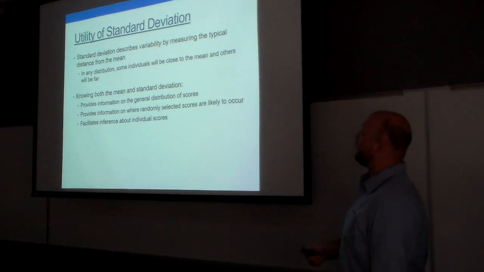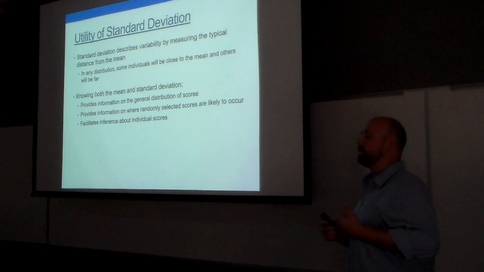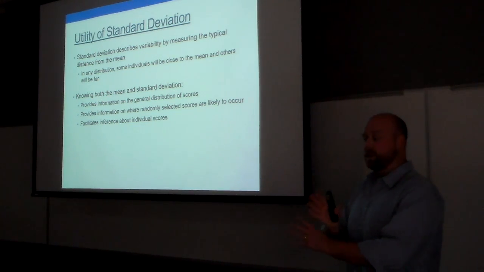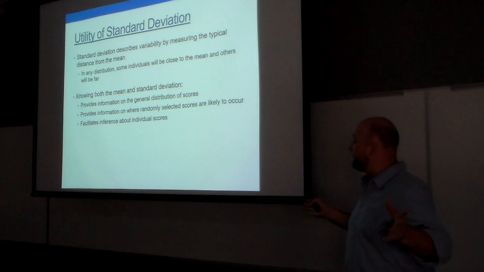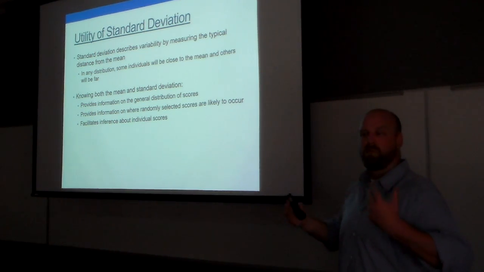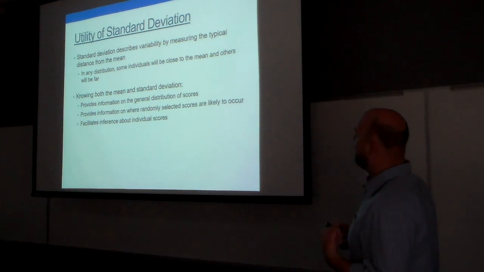All right. Utility of our standard deviation. Again, we're describing variability in terms of typical distance from the mean or typical distance between any two randomly selected scores. For any distribution, we're going to have some individuals that are close to the mean, other people are going to be much farther away from the mean. Our standard deviation is just telling us, on average, how much distance we should expect.